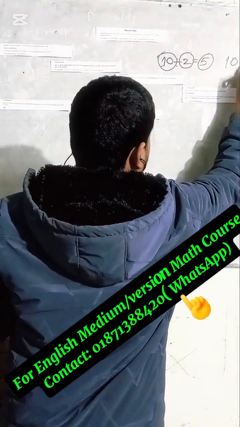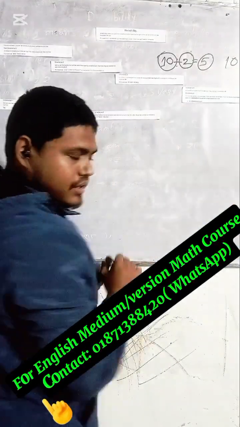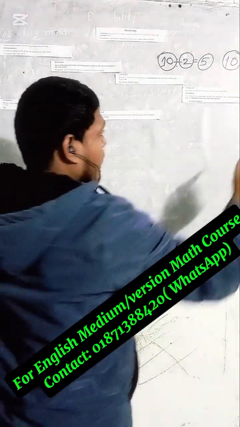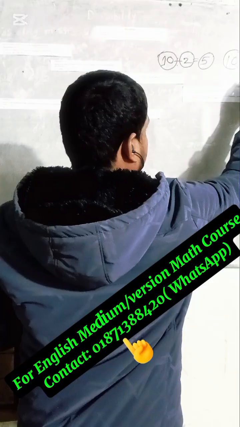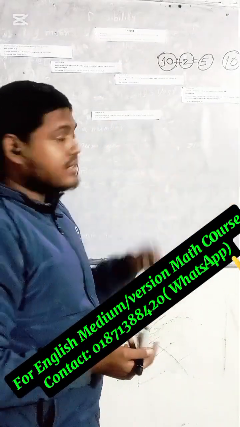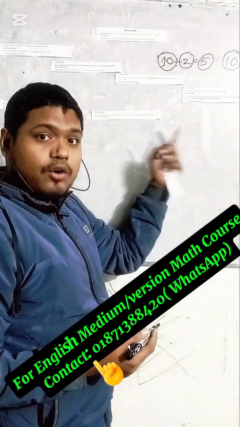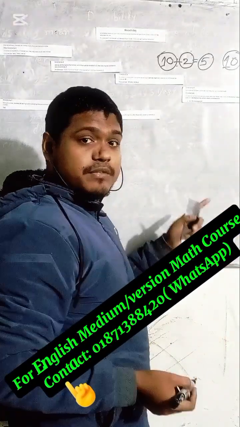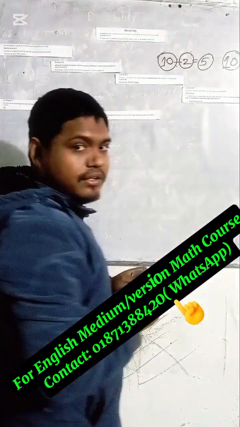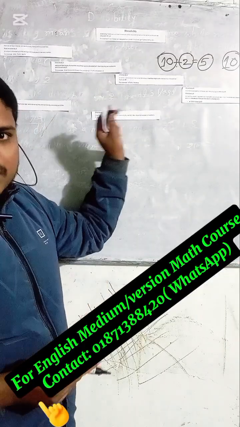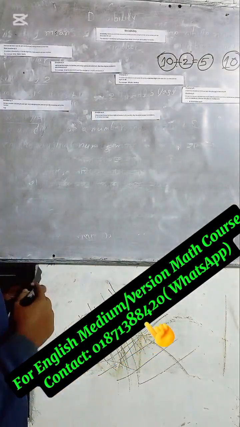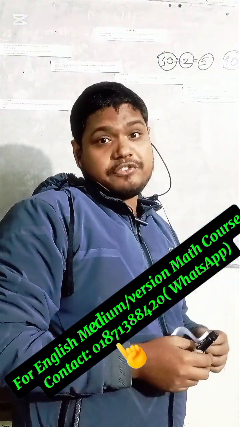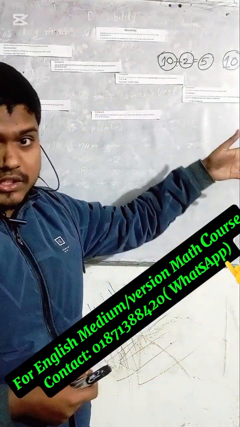Or 10 divided by 5, we get 2. And 2 is a whole number. So 10 is divisible by 5 as well, right? So that is divisibility. Okay, so how can we identify divisible by what?